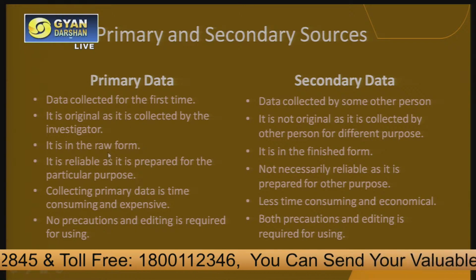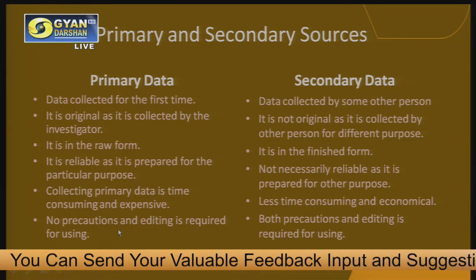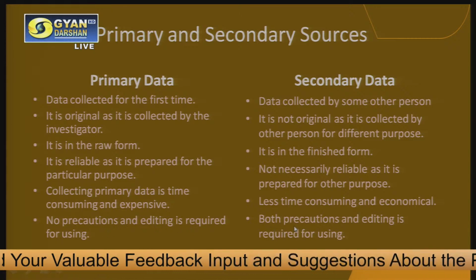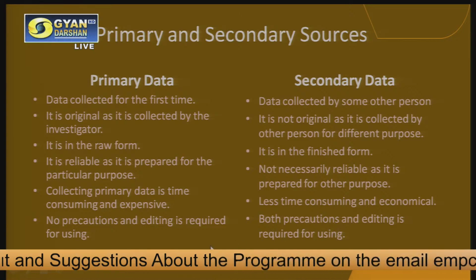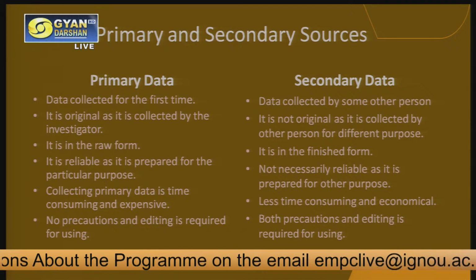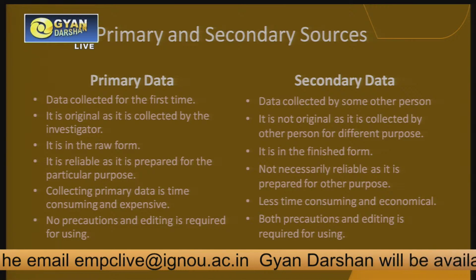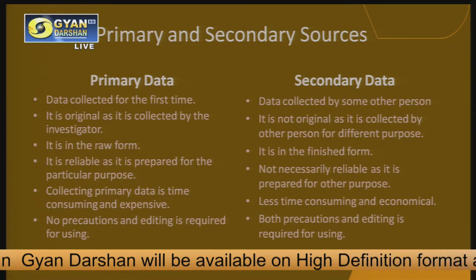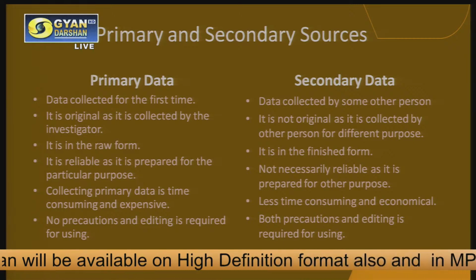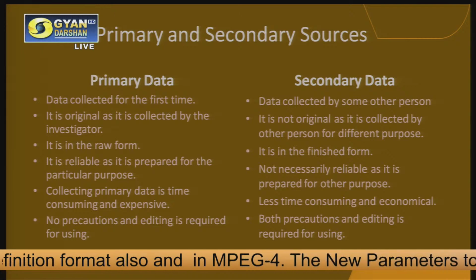And lastly, for primary data, no precautions and editing are required for using it, whereas for secondary data, both precautions and editing are required, because that data is not prepared for your purpose. That data is prepared for some other purpose. So that's why you have to do proper editing and take proper precautions for using it for your purpose. But for primary data, there is no need of editing and no need of taking much precaution.